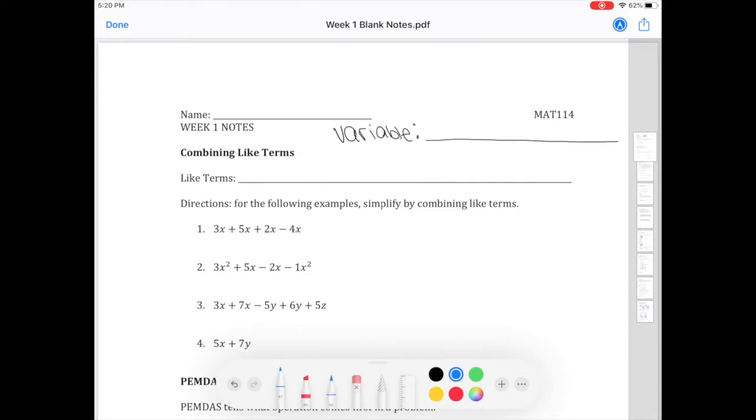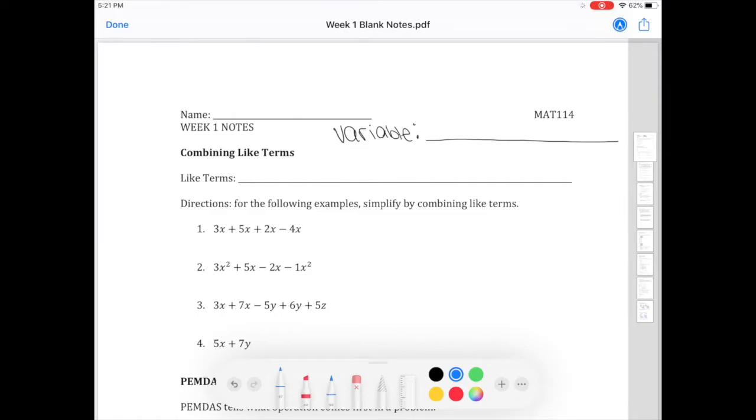Everyone, in this video we're going to be working on the week 1 notes for Math 114. These notes that I'm looking at right now, this document, is what you are going to find in your workbook that you purchased from the bookstore on page 1. So you're going to want to get that out, flip to page 1 and get yourself ready to go through these guided notes with this video.